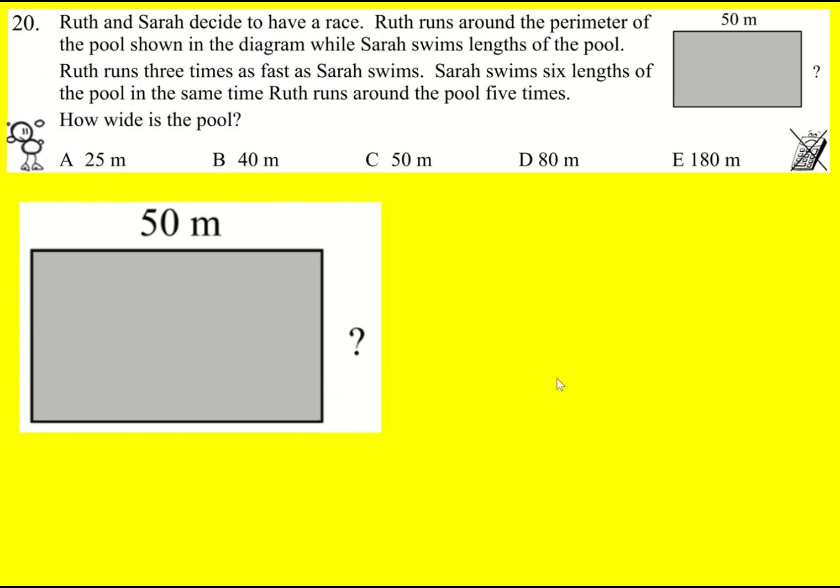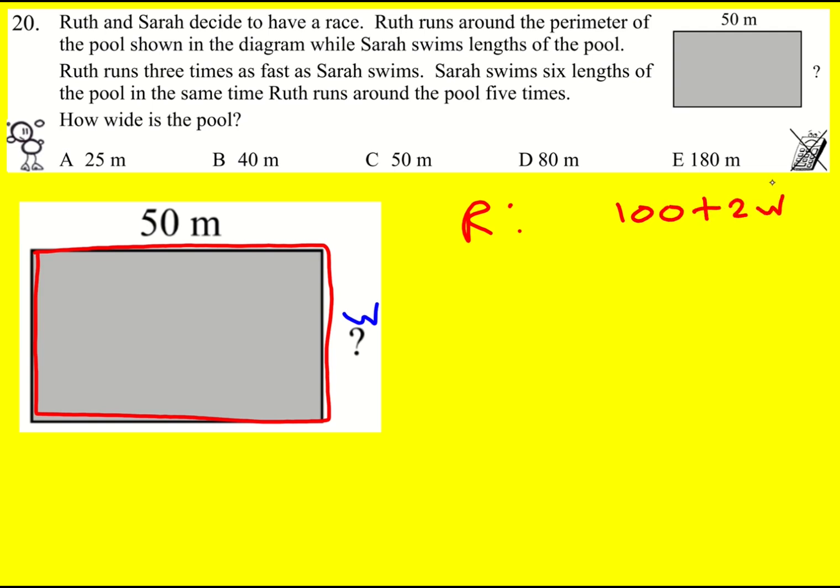Let's call the width of the pool W. And this is what we want to calculate. Now, first of all, Ruth goes around the perimeter of the pool. So 50 plus W plus 50 plus W, that's 100 plus 2W. But she runs around it 5 times, so it's going to be 500 plus 10W. That's the distance that Ruth runs over the time period.